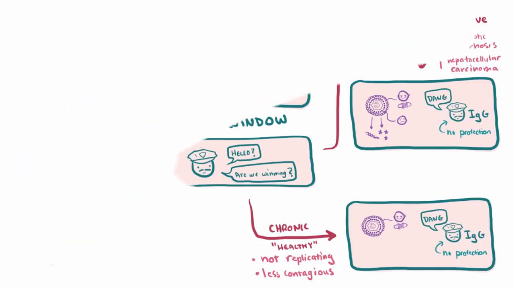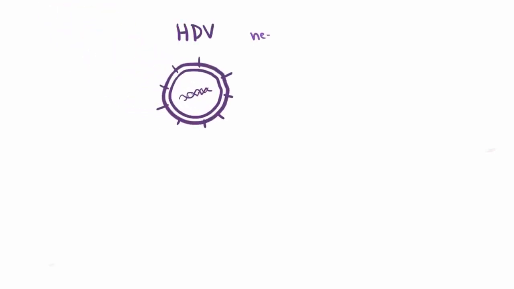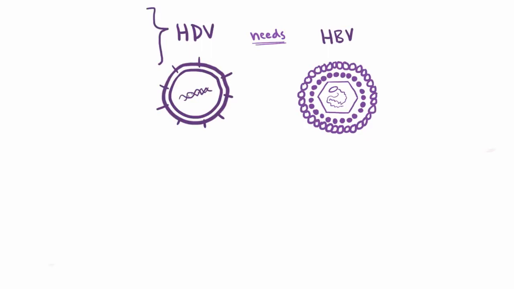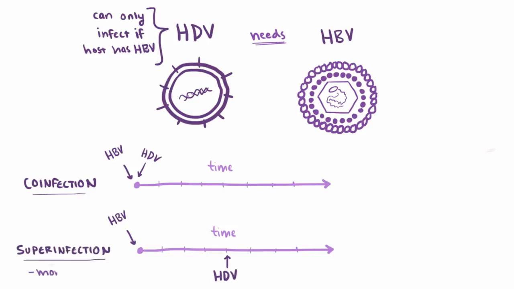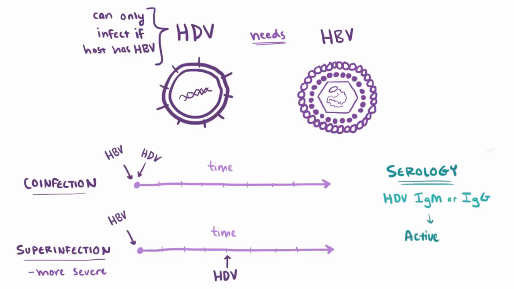Alright, last but not least. Well, maybe it's the least, I don't know. Anyways, hepatitis D virus is unique in that it needs HBV, meaning that it can only infect a host if that host also has HBV. If it infects at the same time, it's called co-infection. If it infects sometime later, it's called superinfection, which is considered to be more severe than co-infection. If either the IgM or IgG antibody are present, that indicates an active infection. So in this case, the IgG is not a protective antibody. And that is a very brief overview of viral hepatitis.